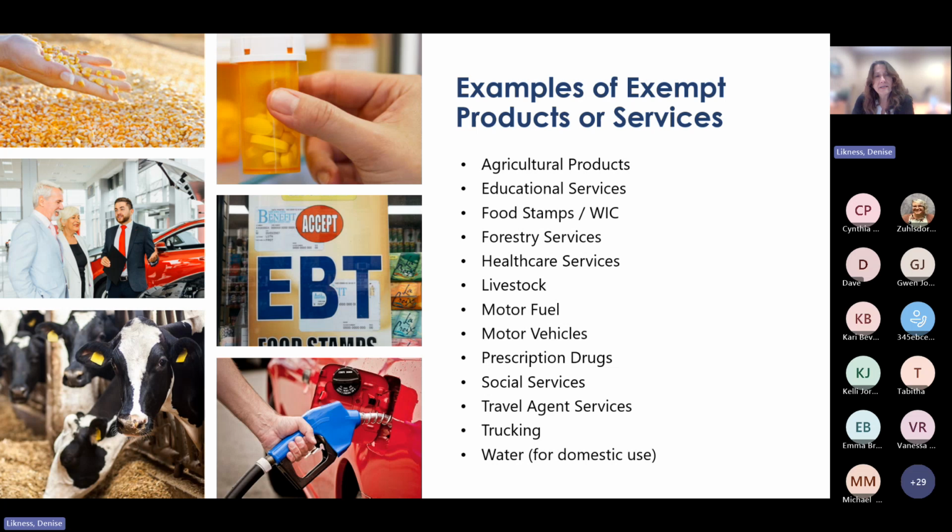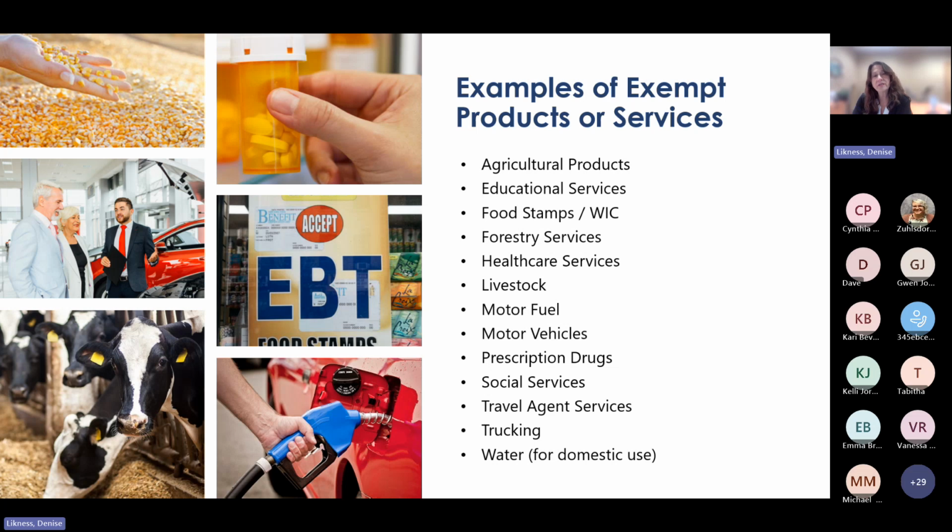Okay, here are some examples of products or services that are exempt. Egg products, and we have specifics on what those egg products are, feed and seed and certain quantities. We do have a tax facts on that that has that information for agricultural products. Educational services. If you tutor math, for example, that is exempt under educational services. Food stamps, WIC, any food purchased with the EBT card, there will be no tax charged on that.